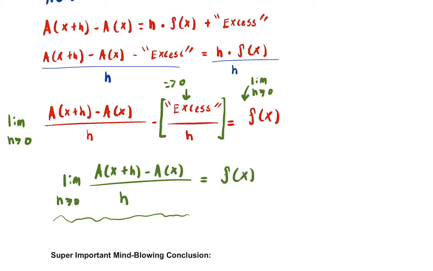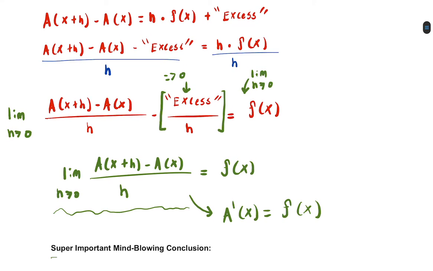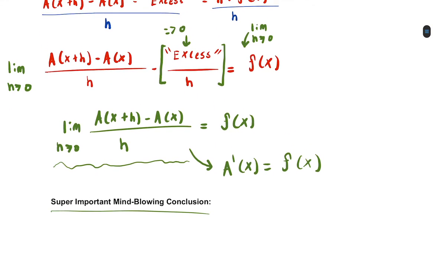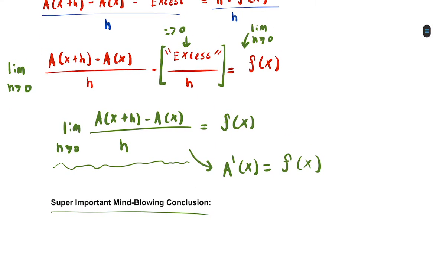It's change in y over change in x as the change in x approaches 0. So this right here is literally the derivative of that area function. The derivative of the area function is equal to the original function. That should be a super important, mind-blowing conclusion. That is at the heart of the fundamental theorem of calculus: if I have a function that defines the area under a curve, I made it up, but if I knew what it was, if I could take its derivative, I would have the original function.